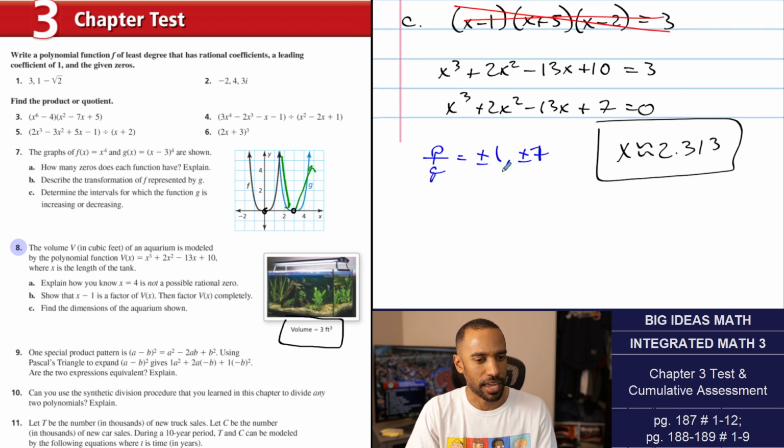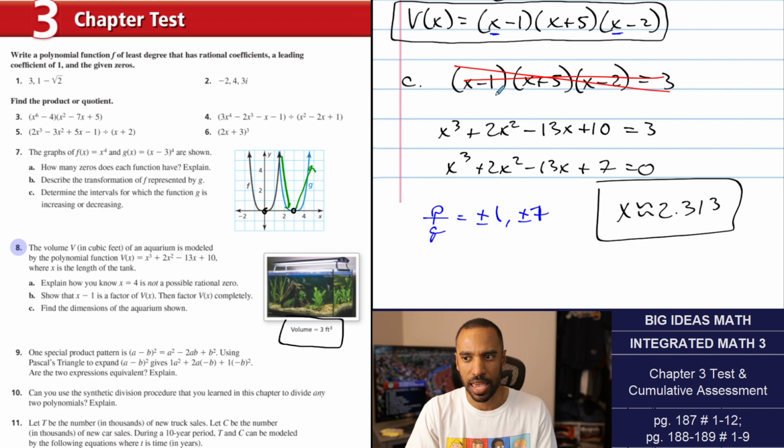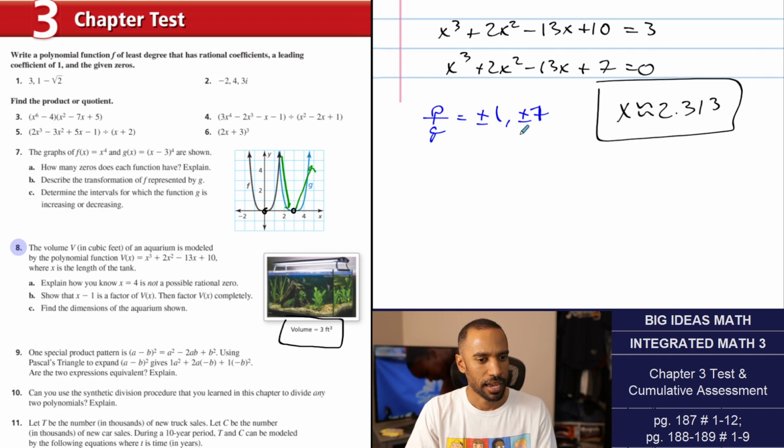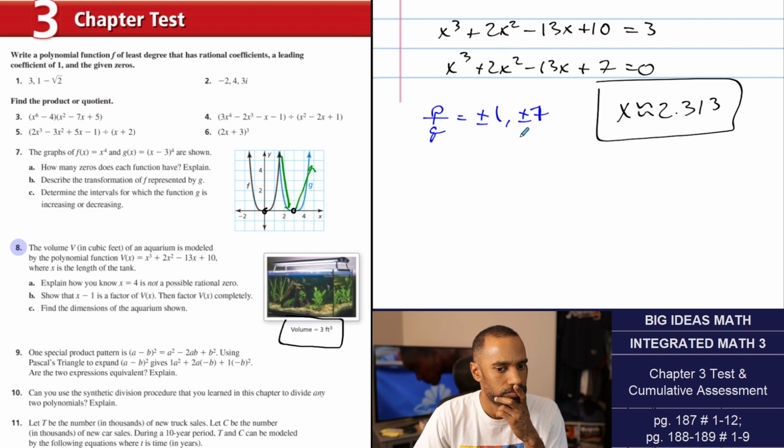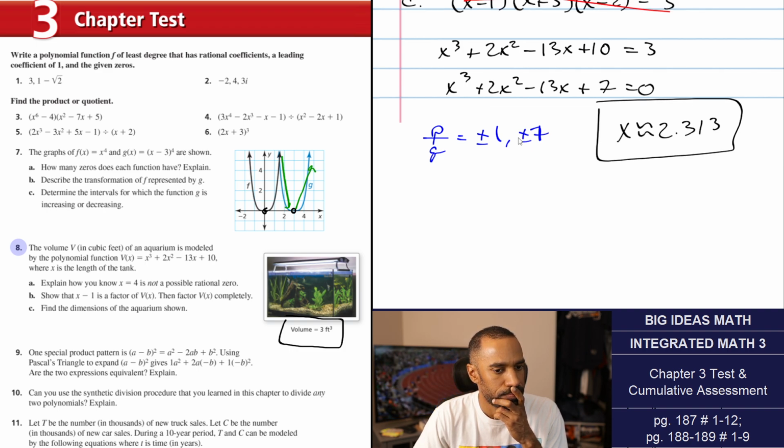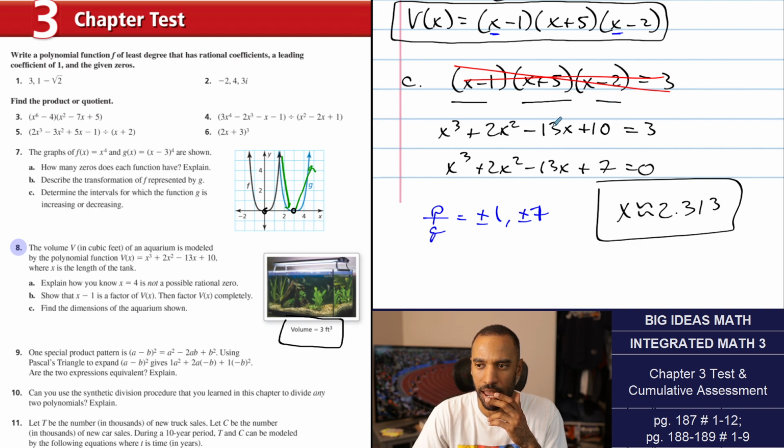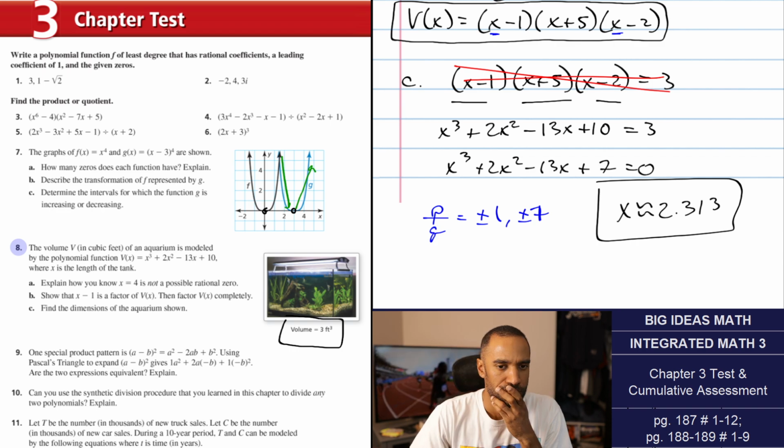It says x is the length of the tank. Well, these are our factors here. If x is the length, let me think on how we determine the width and the height, because none of these are factors that are x, right? We can't break it up in that way. If x is the length, let me think on that a little bit.